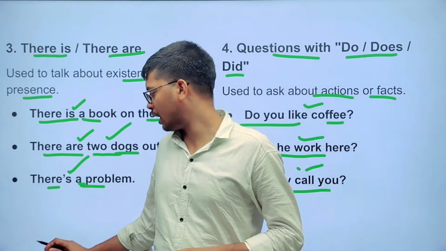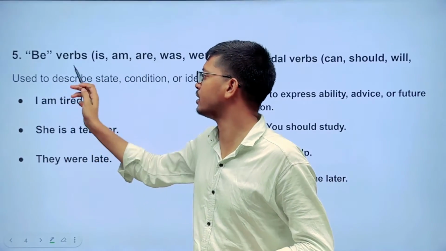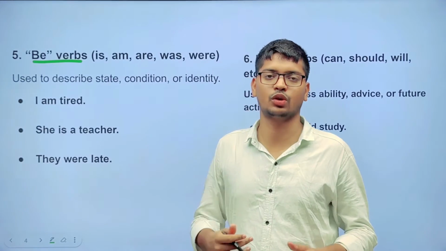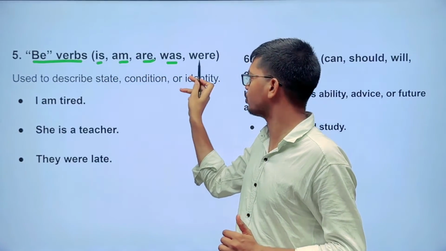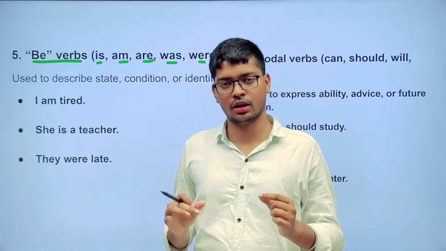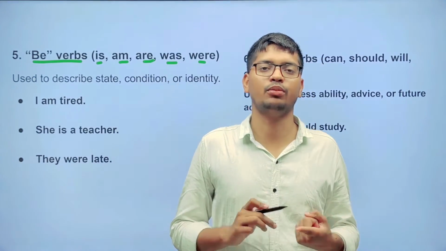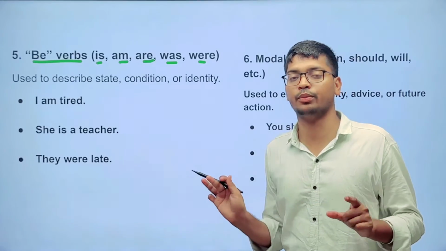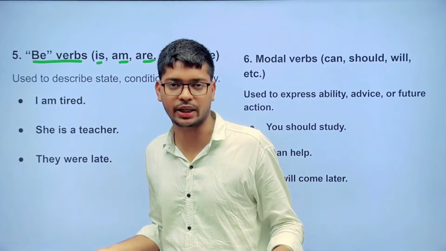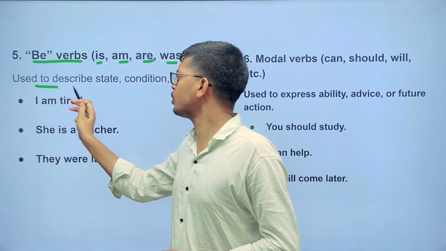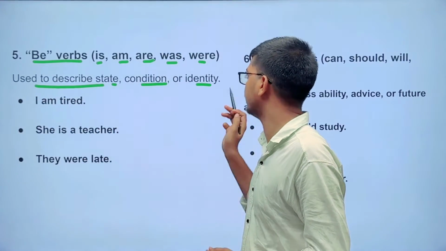Next, I want to talk about the next method. It is verbs. Using verbs. Verbs means is, are, am, was, were. So using these verbs, you can create new sentences like an American person. Used to describe state, condition, or identity.